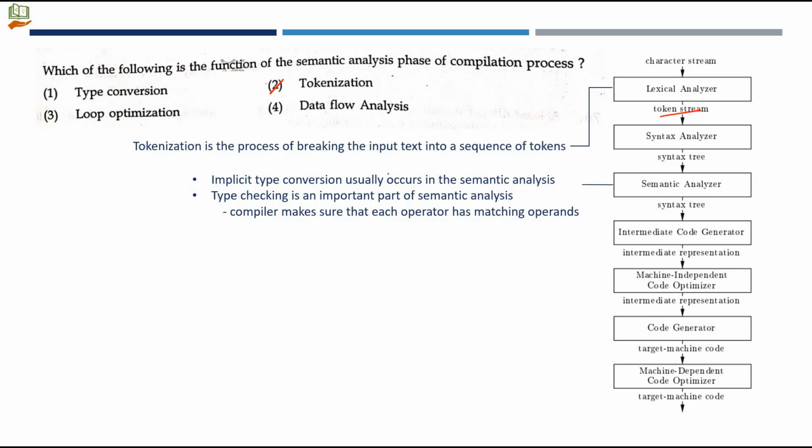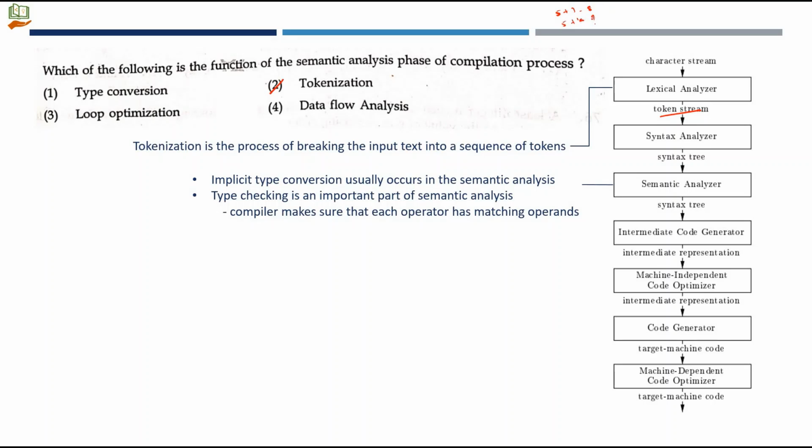Implicit type conversion usually occurs in the semantic analysis. Type checking is also an important part of semantic analysis. What is actually type checking? The compiler makes sure that each operator has matching operands. Say for example, if you add 5 plus 3, this will give you 8. What happens if you add 5 plus a?